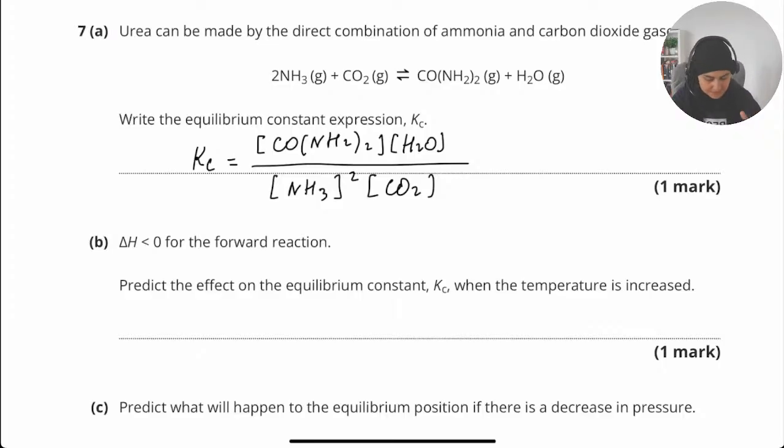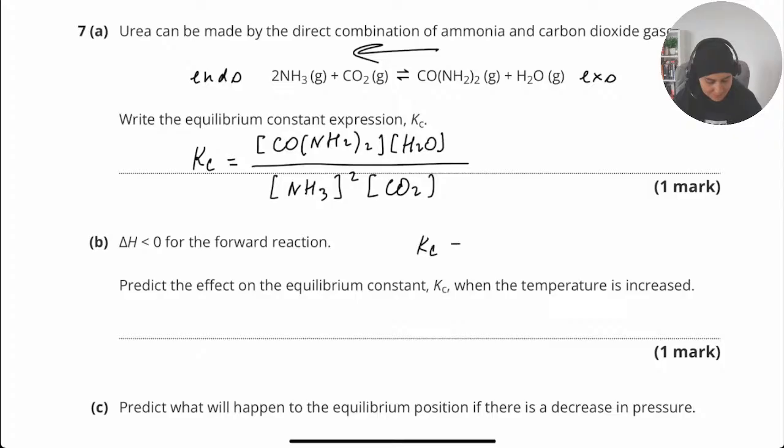So we said that the forward reaction is exothermic. We know that Kc is affected by temperature. Now think about it this way: where would equilibrium shift if you increase the temperature? According to Le Chatelier's principle, equilibrium would shift to the endothermic side. If the forward reaction is exothermic, automatically the backward is endothermic. So you increase the temperature, equilibrium shifts left.